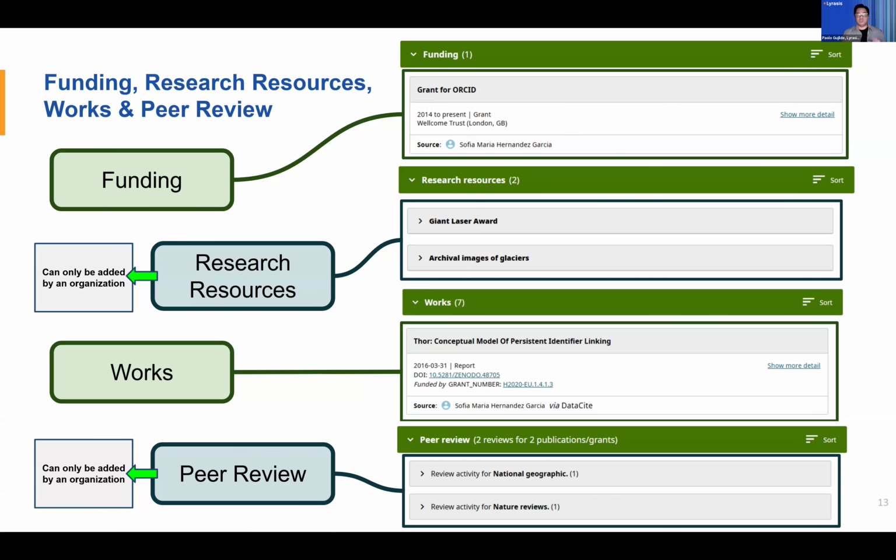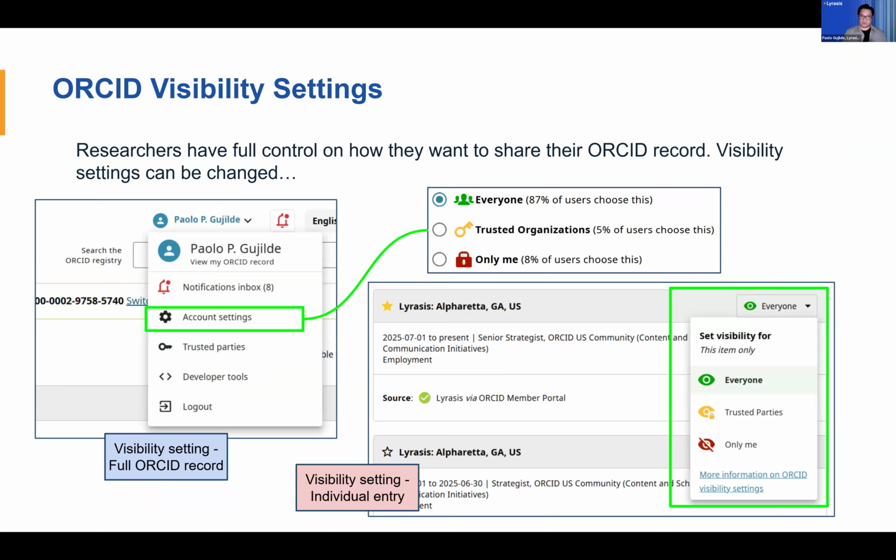As I mentioned, you have full control of your ORCID record. So you as a researcher, or your researchers, for example, at the university or research institute, have full control of their own ORCID record. And this includes how your ORCID record appears online.